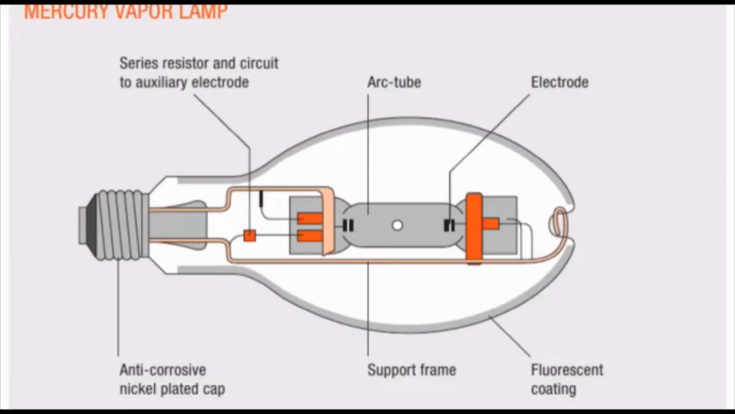The third topic that I am going to discuss is the mercury vapor lamp. So what is a mercury vapor lamp? It is a gas discharge lamp that uses electricity through vaporized mercury to produce light. So let us see what are the parts involved in a mercury vapor lamp. They are electrode, fluorescent coating, support frame, arc tube, nickel plated cap and series resistor.